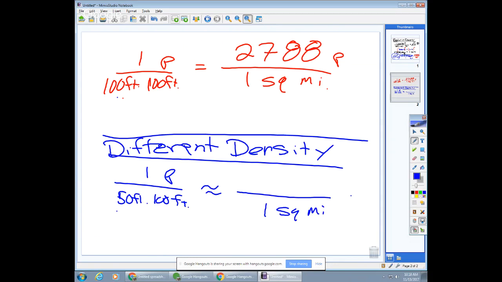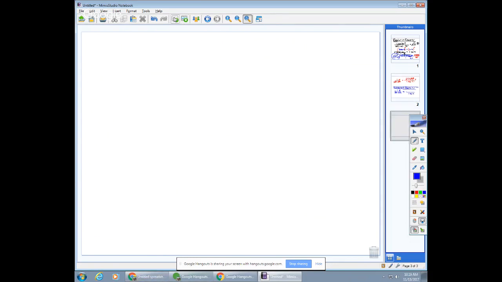So my guess is each person takes up less space, so we should be able to fit more people in a square mile. I'm thinking it's going to be more like 5,000-ish. Okay, so I'm just going to make that calculation to double check on the next page. I'm starting off with a density of one person, and then I have 50 times 100. So that'd be 5,000 square feet per person.